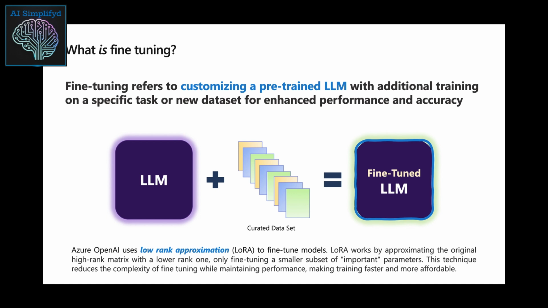When it comes to Azure OpenAI, the set of models that have been opened up for fine-tuning use a technique called LoRA, which is low rank approximation, in which only a specific set of interested parameters of the model are modified. And because of this, the complexity of fine tuning is reduced without compromising anything on the accuracy and the performance, and making this faster and more affordable. So that is the technique that's used on the Azure platform.